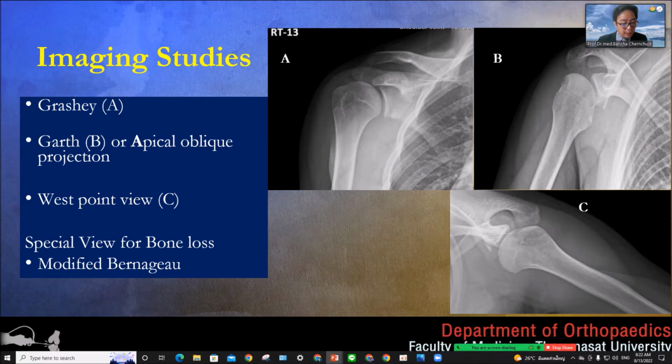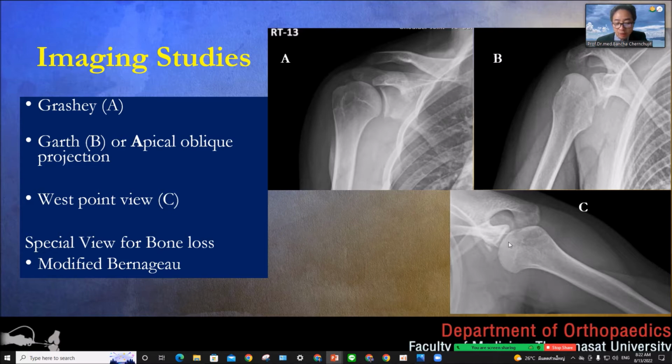The imaging that we need to know is the X-ray: AP, the glenoid view, the true AP view. And also I like this view, the apical oblique or GAT view. In this view you can see the Hill-Sachs and at the same time you can see the bony Bankart. It's very easy. You point the beam caudal 45 degrees. We call this the apical oblique or GAT view.